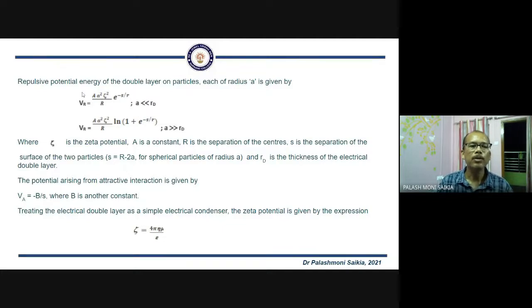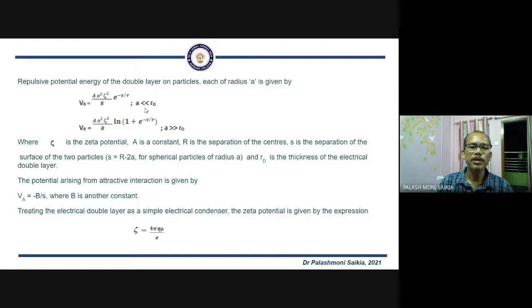According to DLVO, the repulsive potential energy, that is, the electrostatic repulsion on each particle of radius a, is given by this expression. I have skipped the derivation part, so we only need the qualitative aspect. So this is derived as a squared zeta squared, where zeta is the symbol for zeta potential, divided by r, e to the power minus sr.